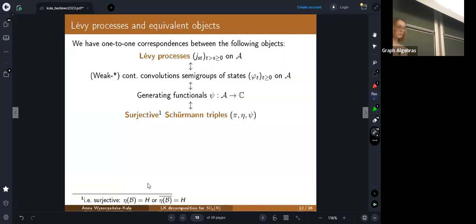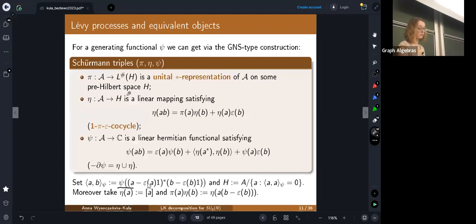And Schürmann showed, in the 90s of the last century, that in fact there are one-to-one correspondences between all these stages. So from a Lévy process we can pass to a Schürmann triple, but if we restrict to Schürmann triples that are surjective, so that they satisfy this condition, then we can go back up to a Lévy process using some reconstruction theorem. Actually, I should have made one more remark. Here we deal with pre-Hilbert spaces, but in the examples I'm going to talk about, we will work with quantum groups, and we can close this pre-Hilbert space and deal with operators on Hilbert spaces. This is what we are going to assume.